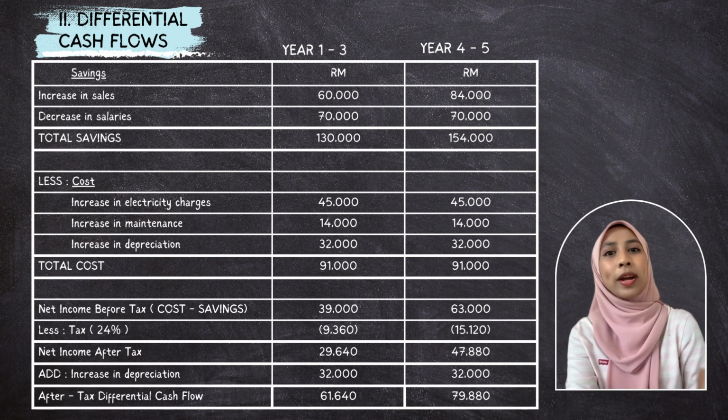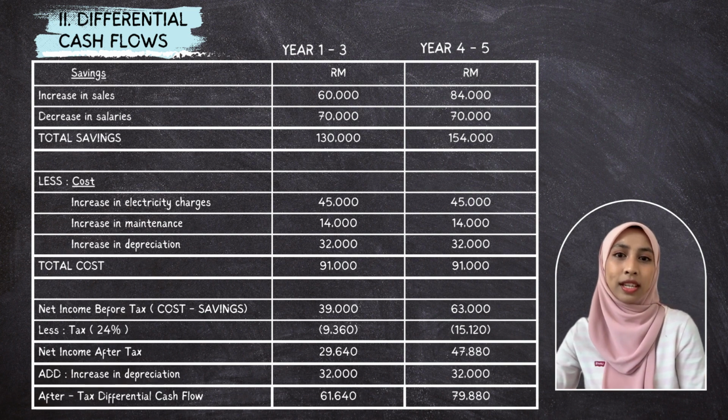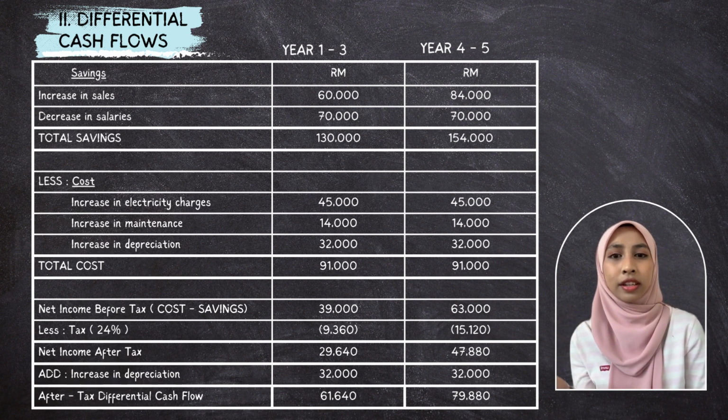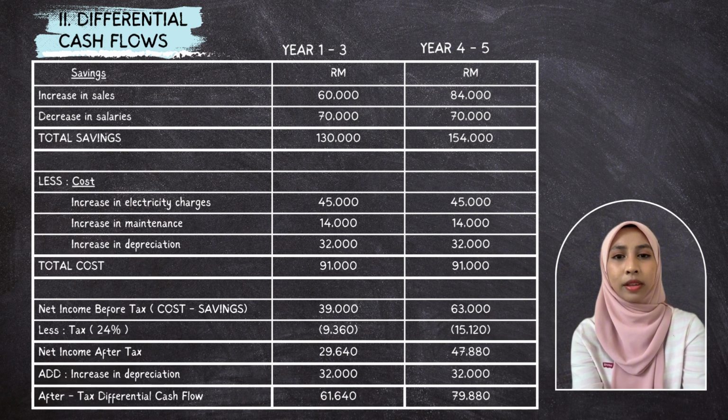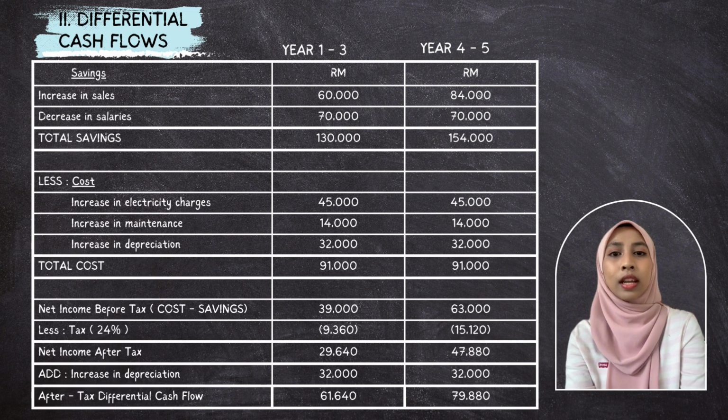This analysis compares the savings and cost of the new machine, helping us to evaluate its profitability. Savings from year 1 to year 3 include an increase of sales of Rm 60,000 annually, a decrease in salaries of Rm 70,000 annually, and this results in a total saving of Rm 130,000 per year.